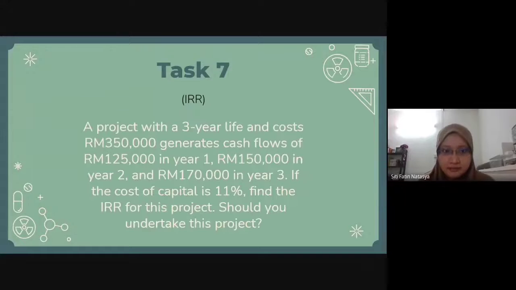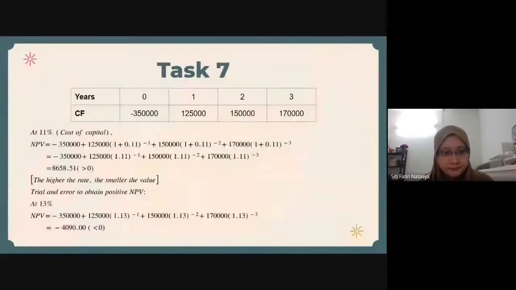So for task 7, which is also an IRR question, given that a project with a 3-year life and cost 350,000 generates cash flows of 225,000 in year 1, 150,000 in year 2, and 170,000 in year 3. If the cost of capital is 11%, find the IRR for this project and should you undertake this project.